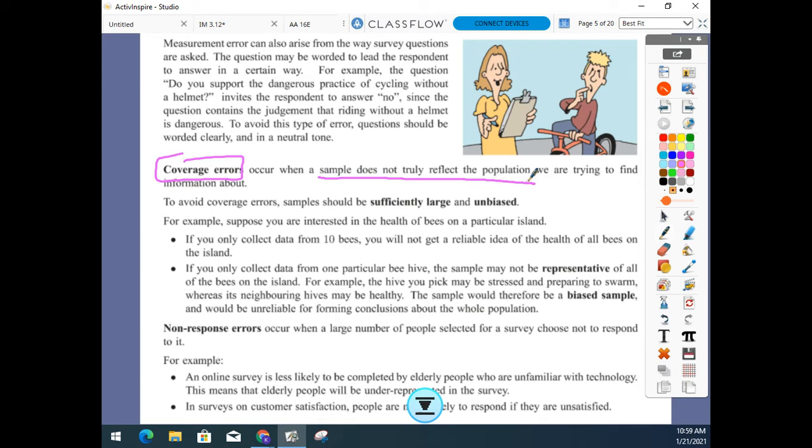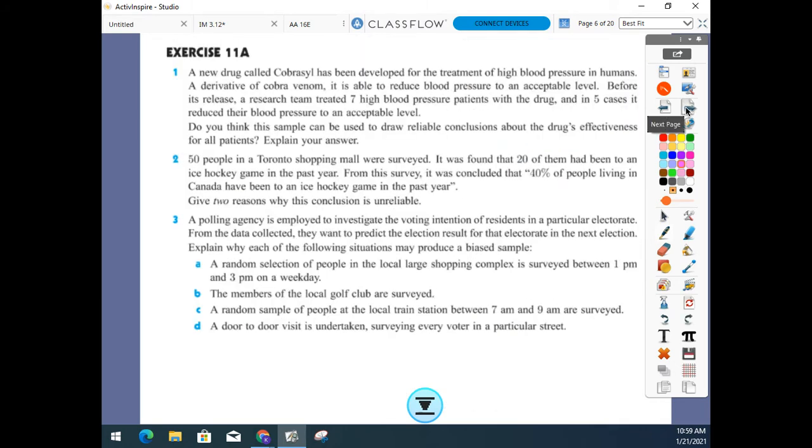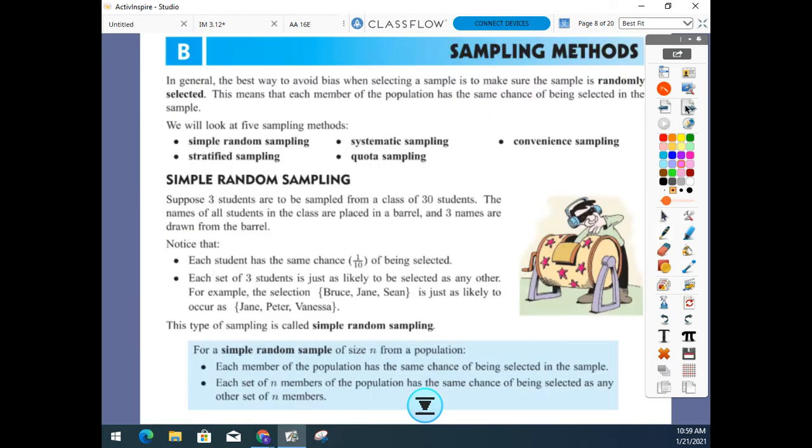So each of these gives some examples. Just write as much as you feel you need to understand this. And finally, a non-response error occurs when a large number of people choose not to respond. Think about that. How many times have you been called for a survey? You just ignore it a lot of times. Online surveys, a lot of people just don't deal with it. And that's section A. So it's just answering questions about each of the different types.